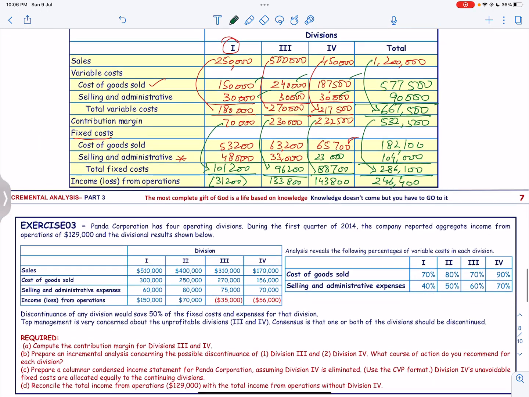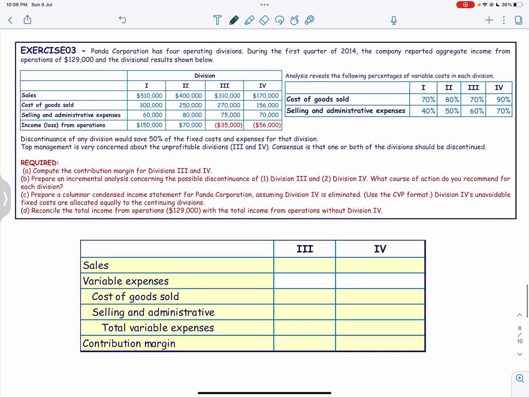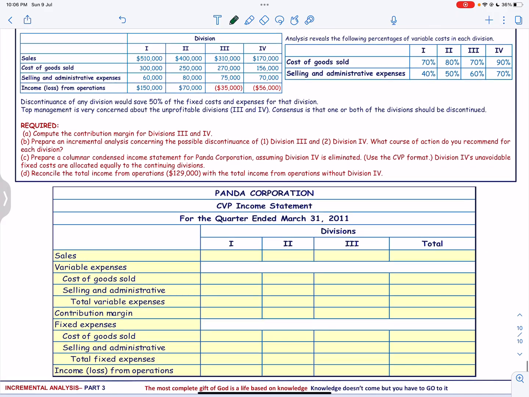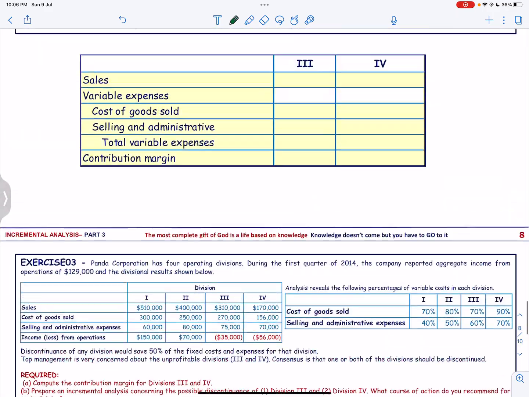And here again we are going to see how we look into the elimination of division. Now Panda Corporation has 4 operating divisions. During the first quarter of 2014, the company reported aggregate income from operations of 129,000, and the divisional results shown below. Let me see if I have gone to part D over here also or not. Yes, here I think I have done, and we will talk about it.